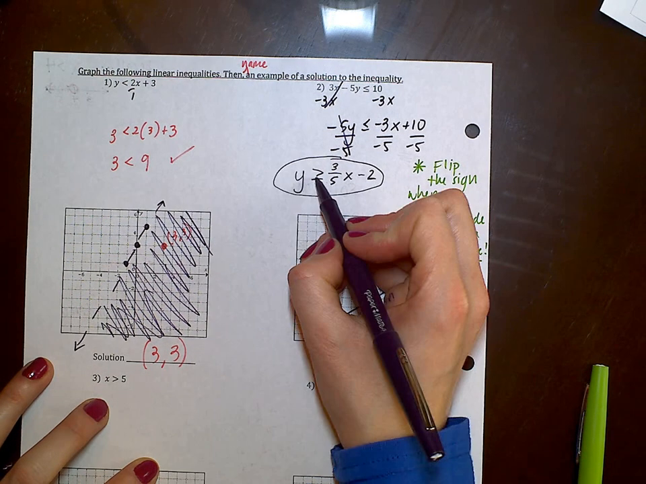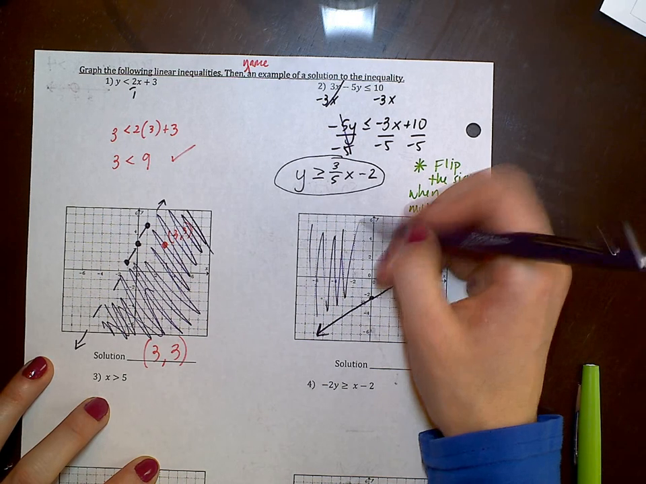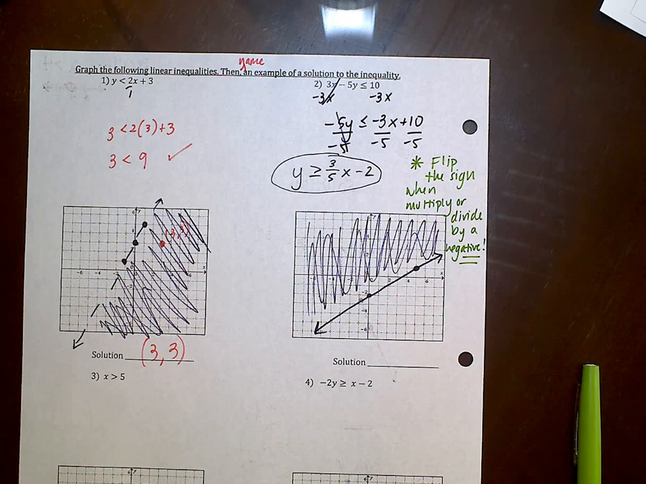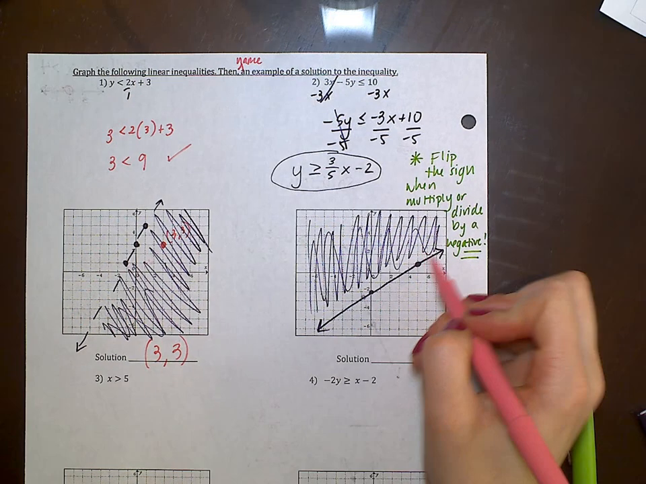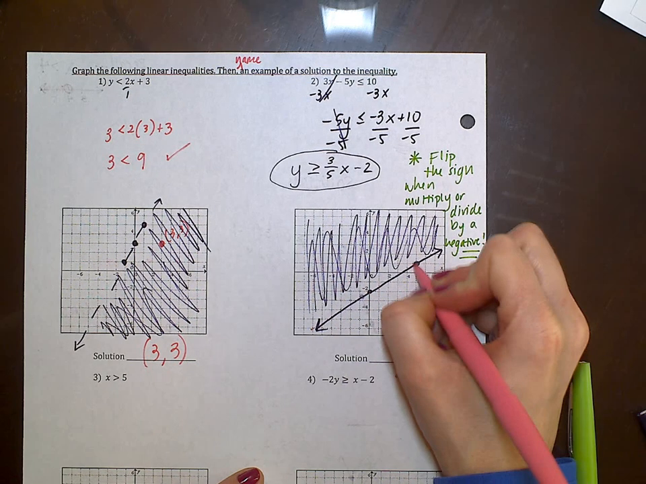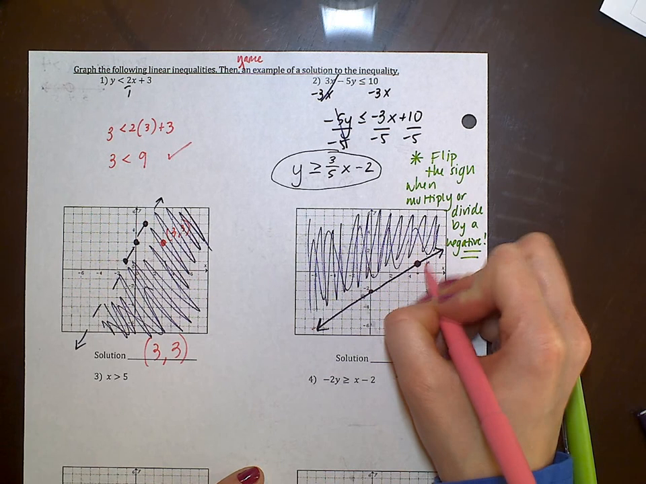This is a greater than, so I want to shade above the line. And above is a little bit easier to see on this example. And any solution in the shaded region, any ordered pair in there, would work as an answer. Or I could even pick points on the line, so that's what I'm going to do this time. Let's just do this one right here. That would work because it's on a solid line, so that's the ordered pair 5, 1.